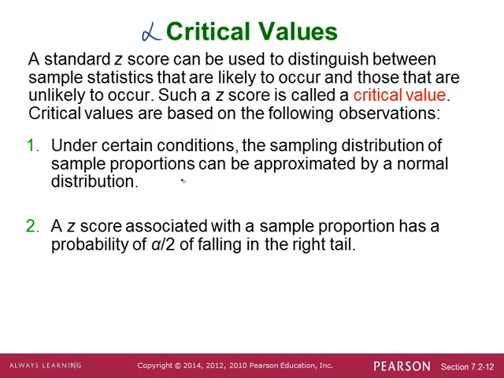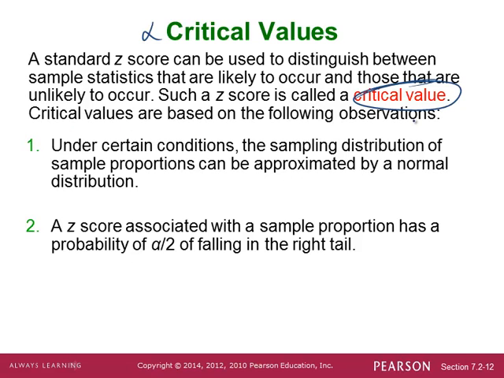You tell me what alpha is, and then I can find a z-score which separates that region under the curve of the distribution such that observations to one side are considered to be unlikely, and then to the other side of that z-score, those observations are likely. Such a z-score is called a critical value. We'll talk a lot about critical values.